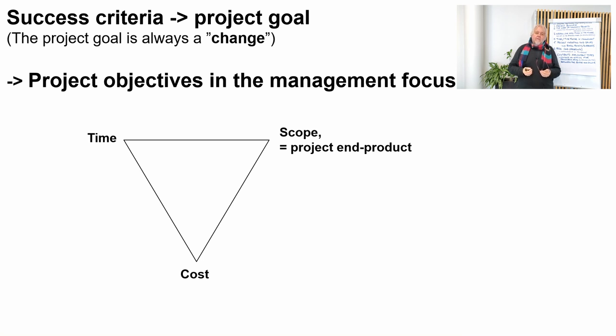Now, when we were talking about success criteria, so afterwards, what were the successful things that made the project successful, we are talking about project goal, which is a higher level goal which we must always have in mind when we are managing the project: why we are doing the project. And the project goal is always connected to a change. The project changes something. Okay.